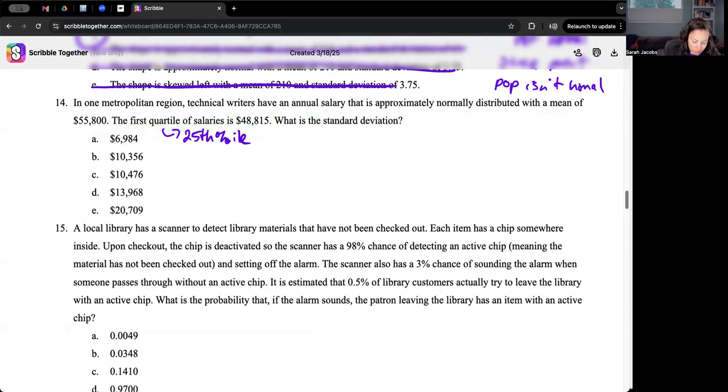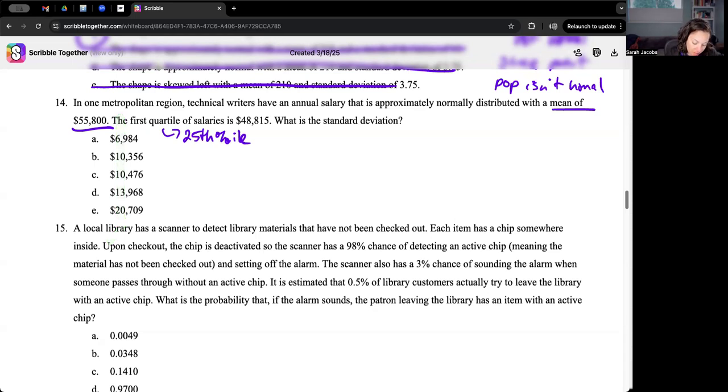So we know our mean. We don't know our standard deviation. I suppose you could test your answer choices here. That's one option. That's a little bit inside baseball.